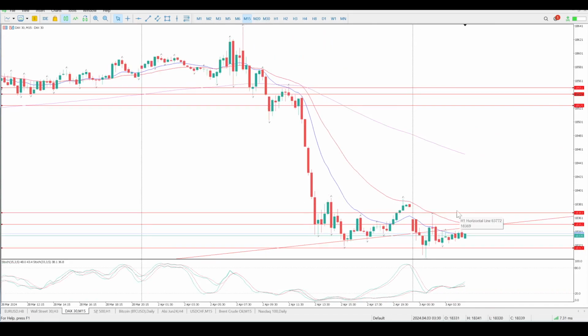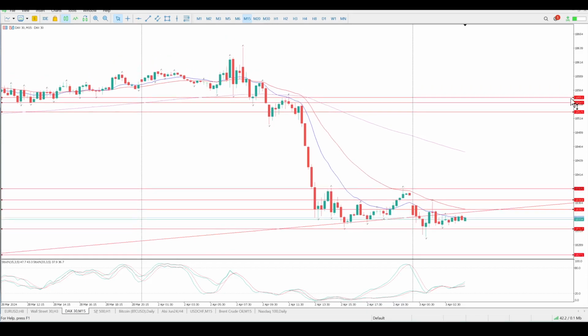So for now we are stuck in this zone. For me, if we are going to start building a base to the upside, I'm going to want to see us get above 18,389. That's the only thing that will get me looking for longs. I'd want to see us get above there, move up, come back, build a base on it, and then I'd start looking for a move back up to 18,525. So that would be a bounce off this diagonal support.